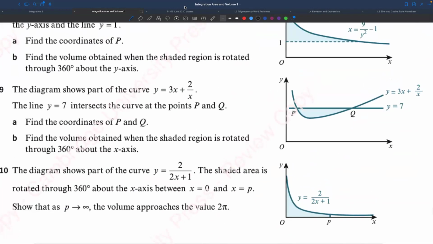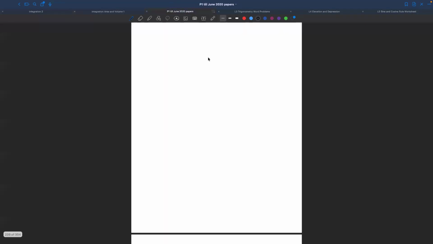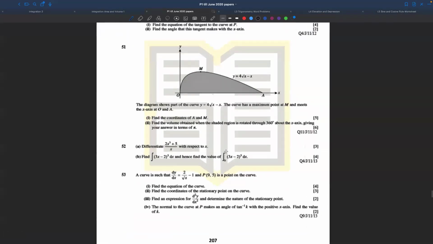Again, the volume questions are done exactly the way we do the area questions. Only the difference is we whole square and then we add pi to the final answer, okay? Which brings me down to the past paper questions now.